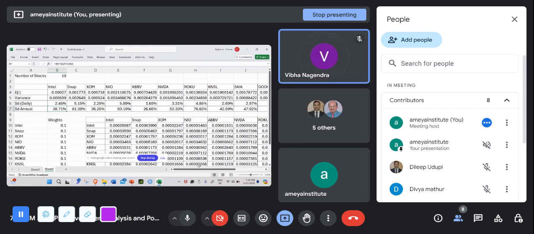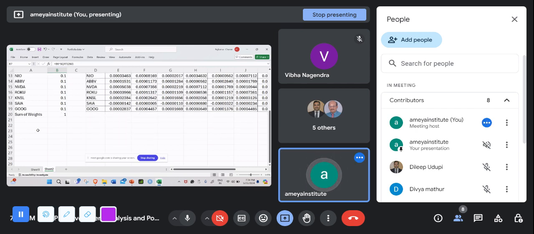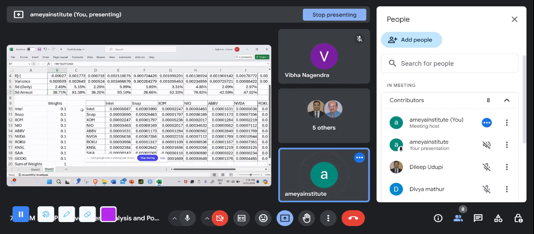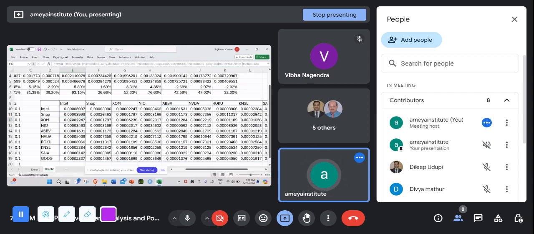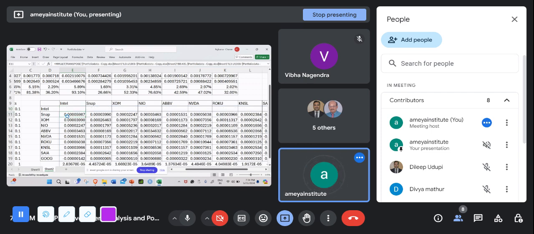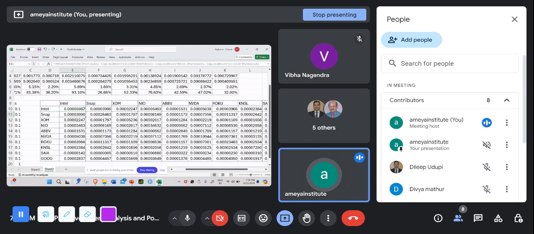Yes, sir. Okay. So now let's go down this one. So you come to this variance covariance matrix. Just we'll see the result here. Now look at here. Intel company's variance covariance between that is 0.005987, and here you can see the other companies also. But snap between variance and covariance between snap and snap is the same only.